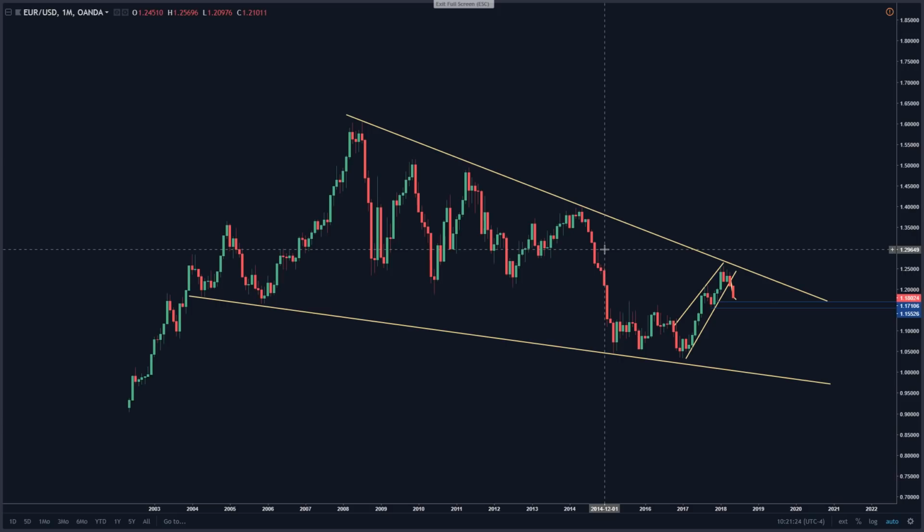So I want to talk to you guys about Bitcoin. But before I do that, I want to show you a Forex chart. This is Euro US dollar. We're looking at a monthly time frame.